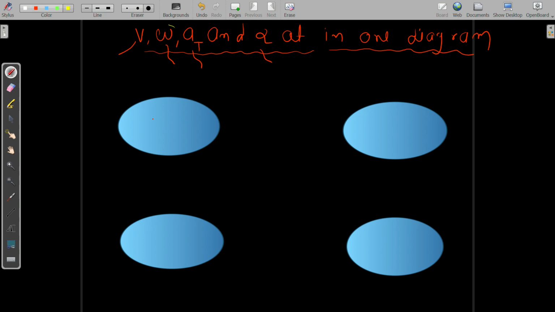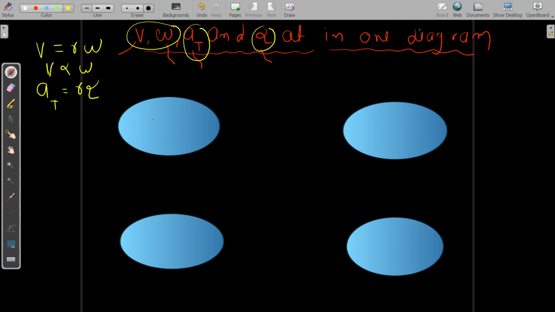Actually, these two are very much related with each other, and also this AT and alpha are very much related, because we know V is equal to R omega, so they are directly proportional to each other, and AT is equal to R into alpha. Okay, so they are also proportional.